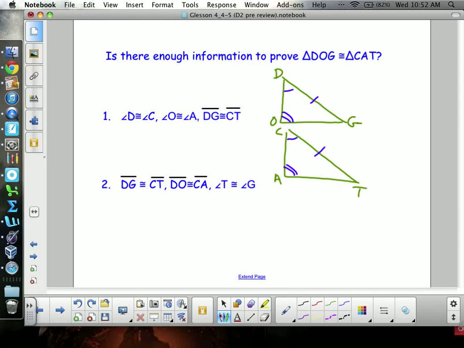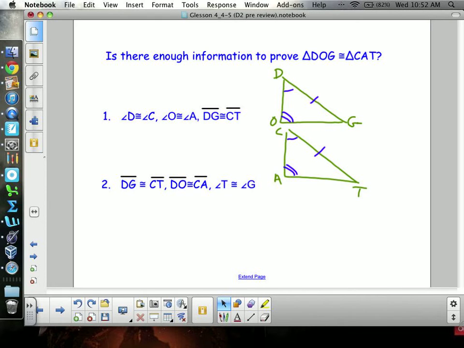Is that enough to prove triangles are congruent? Yes or no? Yes, what reason? Angle, angle, side. Because the side is off to the side, it's not between. How about in this case?